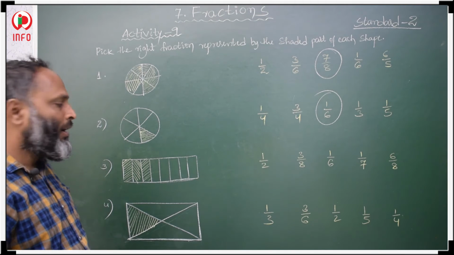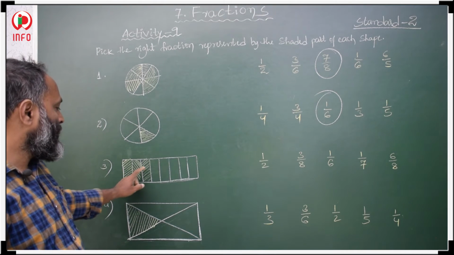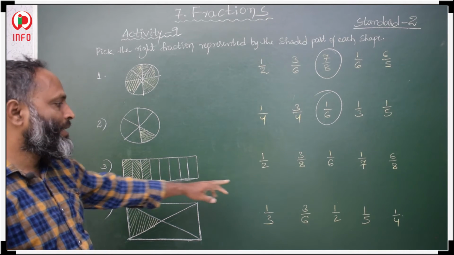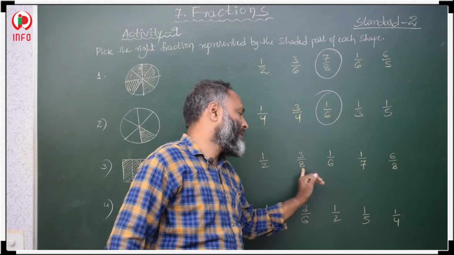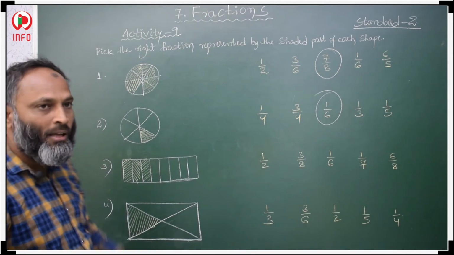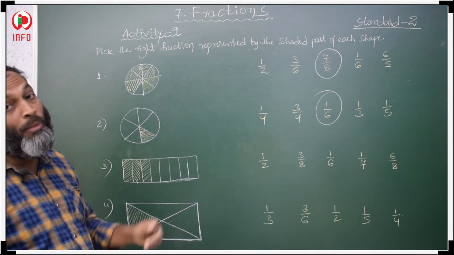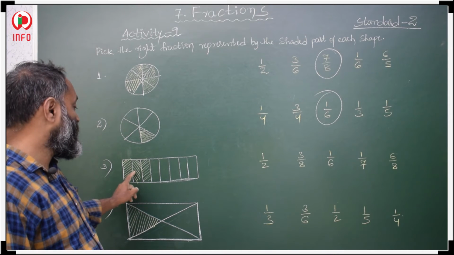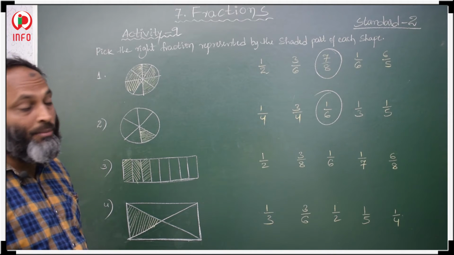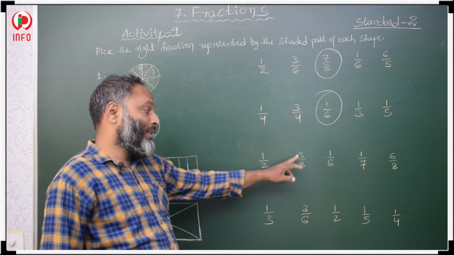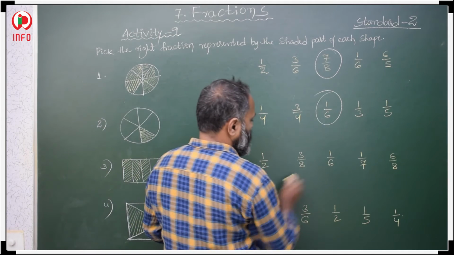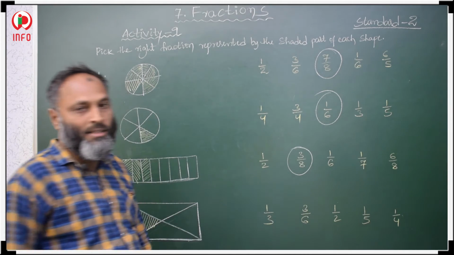Now here, 1, 2, 3, 4, 5, 6, 7, 8, 8 equal parts in both. After that we have to check how many shaded parts, 1, 2, 3, 3 shaded parts. Out of 8, 3 shaded, so 3 by 8 is the right answer.